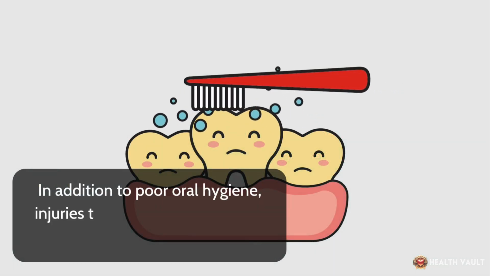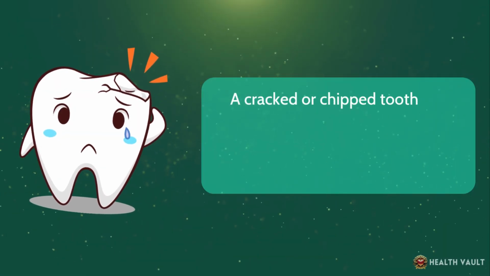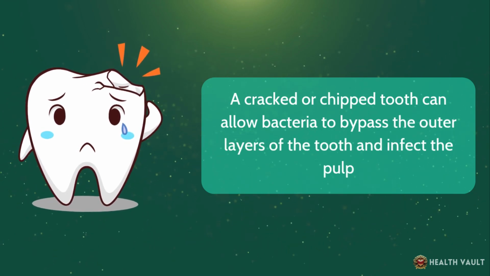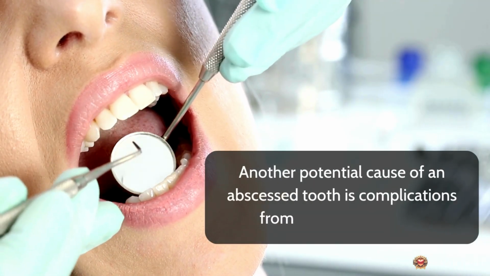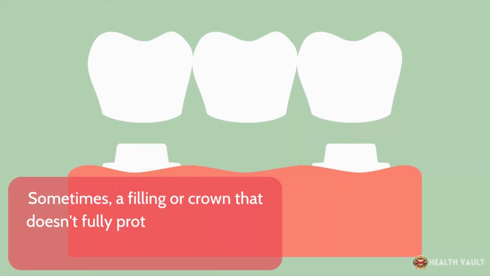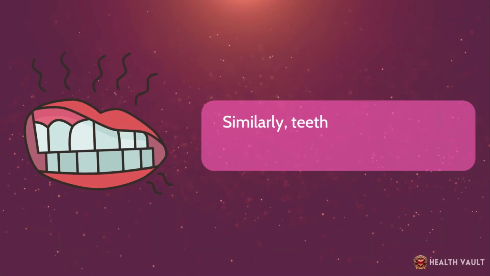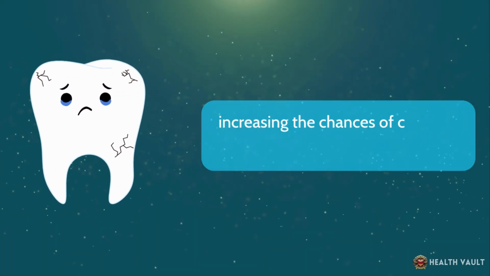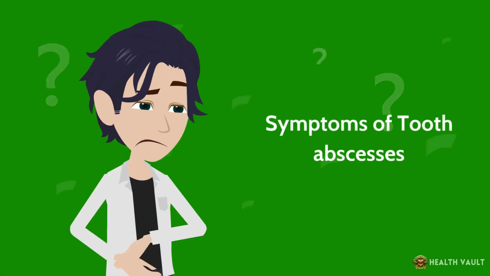In addition to poor oral hygiene, injuries to the tooth can cause an abscess. A cracked or chipped tooth can allow bacteria to bypass the outer layers of the tooth and infect the pulp. Another potential cause of an abscessed tooth is complications from dental procedures. Sometimes, a filling or crown that doesn't fully protect the tooth can leave gaps for bacteria to enter. Similarly, teeth grinding can wear down your teeth over time, increasing the chances of cracks or damage that lead to infection.